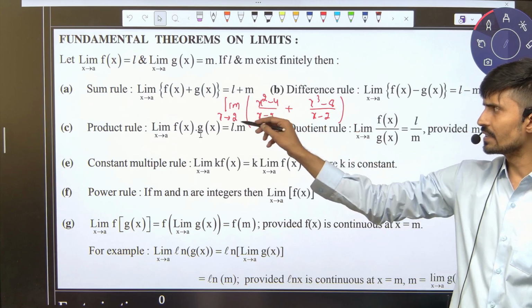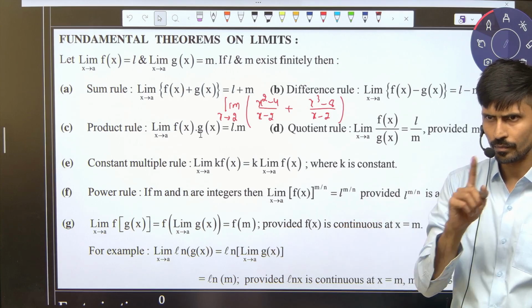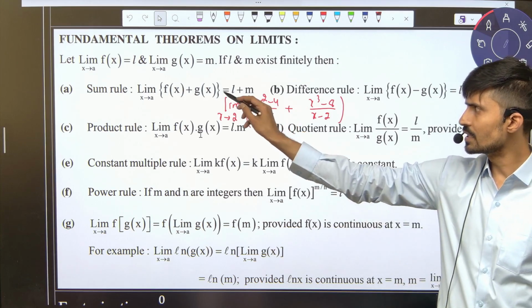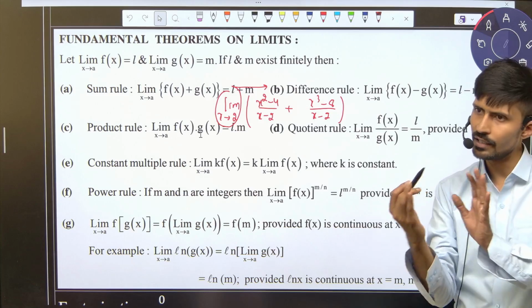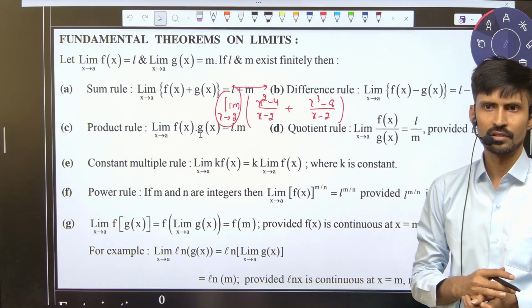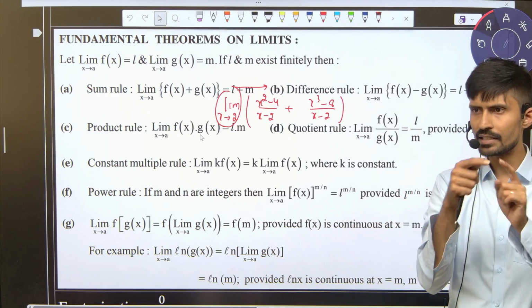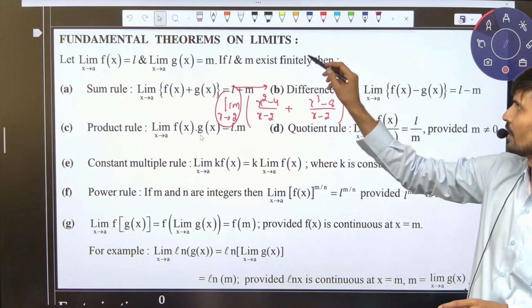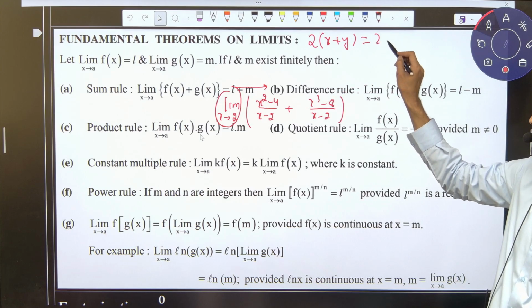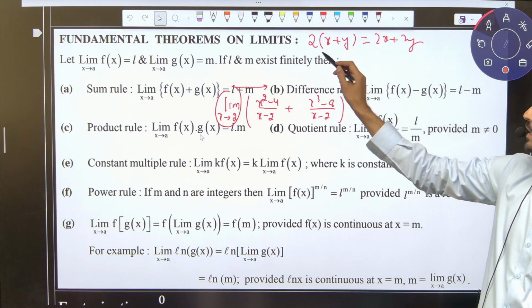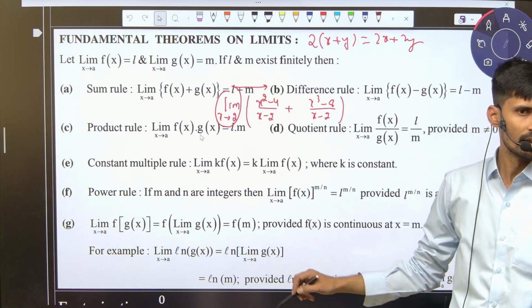So you can take this limit inside the bracket, give it to both, and write the limit separately. Like some number 2 is outside the bracket, you remember we can take 2 inside and multiply with all. Like 2 times of x plus y, that is 2x plus 2y. But here this is not a multiplication. Simply one value you have to find.